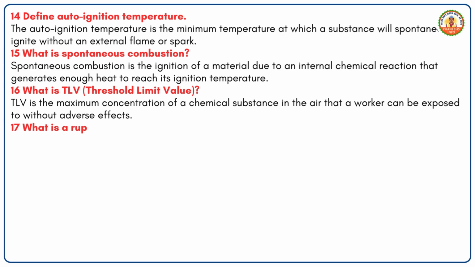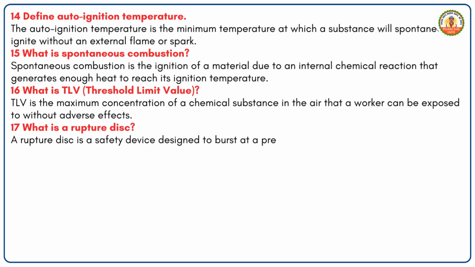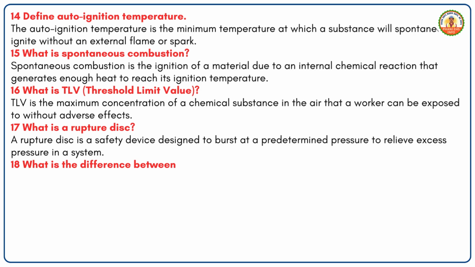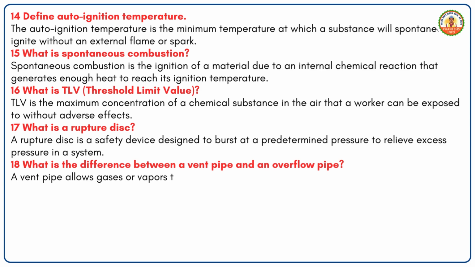16. What is TLV, threshold limit value? TLV is the maximum concentration of a chemical substance in the air that a worker can be exposed to without adverse effects. 17. What is a rupture disc? A rupture disc is a safety device designed to burst at a predetermined pressure to relieve excess pressure in a system.